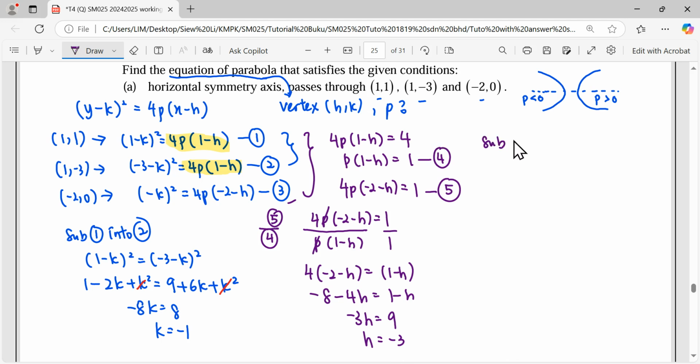So once we get h is negative 3, then we can find the p value. We substitute h equals negative 3 back into equation 4. This is simpler, so I substitute this. Negative, negative becomes positive. So p here is 1 over 4. Positive p, so our parabola opens to the right. But this question just asks us to find the equation, therefore lastly, we build out the equation.